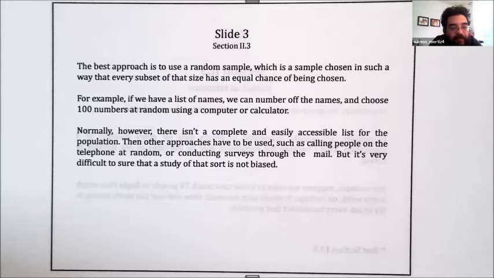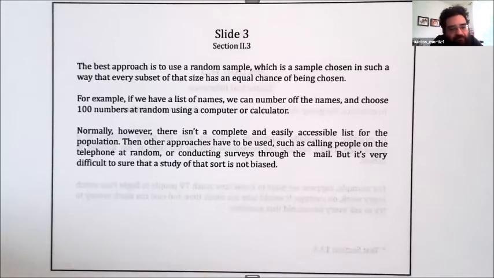Okay, normally there is not a complete and easily accessible list for the population. Even something simple like the residents of Eagle Pass, you can't easily access a list of those people that's going to be accurate and complete. Well, so if it's impossible to do that, you have to use another approach.